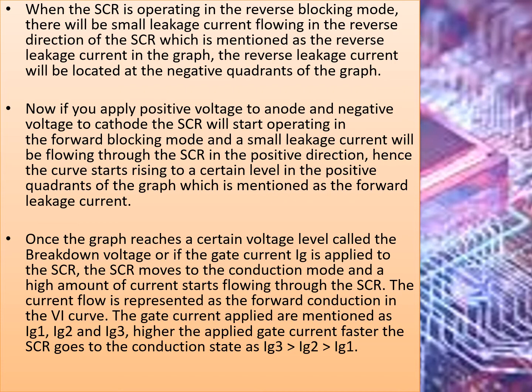The gate currents applied are mentioned as Ig1, Ig2, and Ig3. The higher the gate current, the faster the SCR goes to the conduction state, as Ig3 is less than Ig2, and Ig2 is less than Ig1.